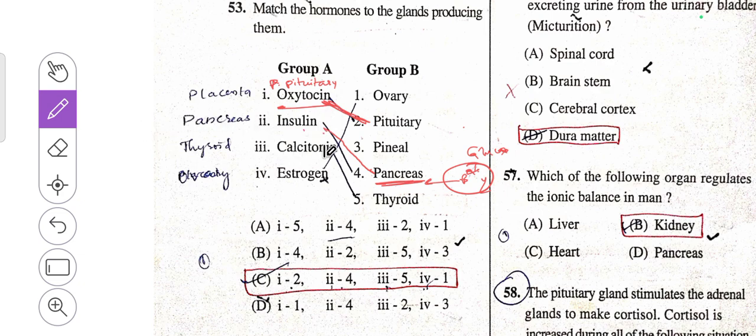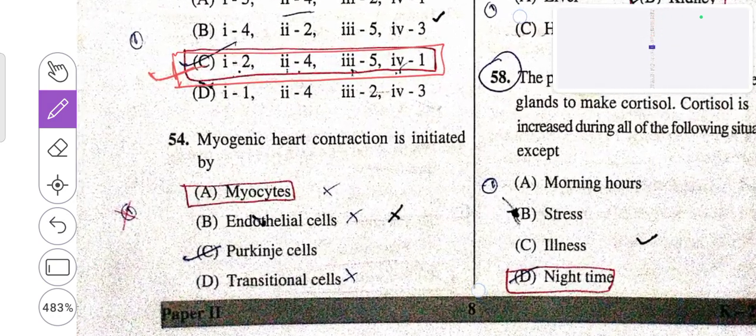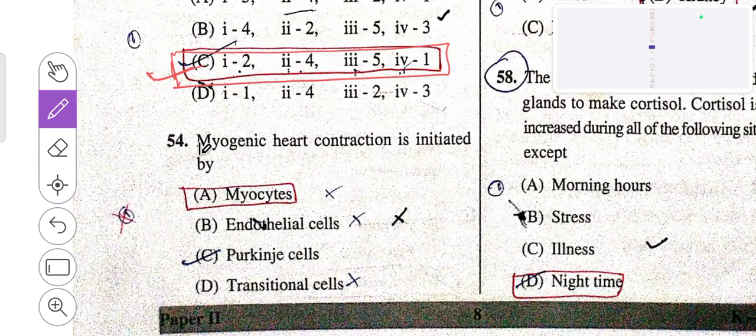Then calcitonin. This calcitonin is produced by the thyroid gland. Estrogen is produced by the ovary. So the right answer for this one will be C. Then the 54th one: the myogenic heart contraction is initiated by.